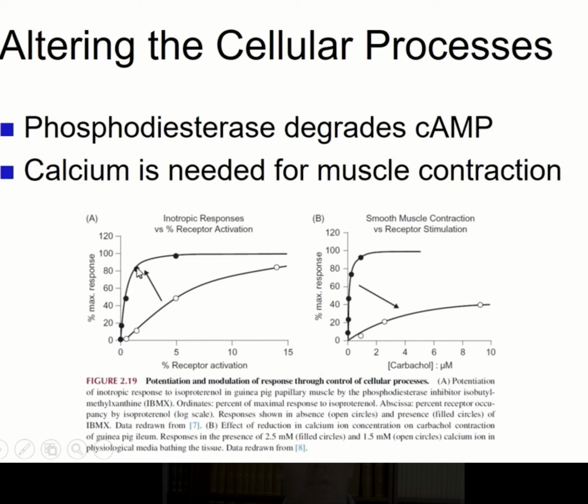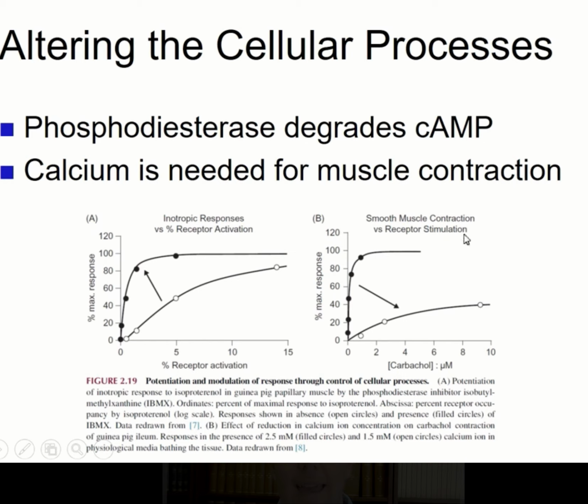However, let me back up. Cyclic AMP is not our agonist. We are adding a different agonist, isoproterenol. Isoproterenol binds our receptor and kicks off a signal transduction cascade that involves cyclic AMP. And so, in both situations, with and without phosphodiesterase, we would achieve the same receptor activation at the same concentration of isoproterenol. However, with the white circles, phosphodiesterase is around, degrading the cyclic AMP. So the same receptor activation, the same stimulus, achieves different responses because with the white circles, the response cascade is inhibited through the degradation of cyclic AMP.